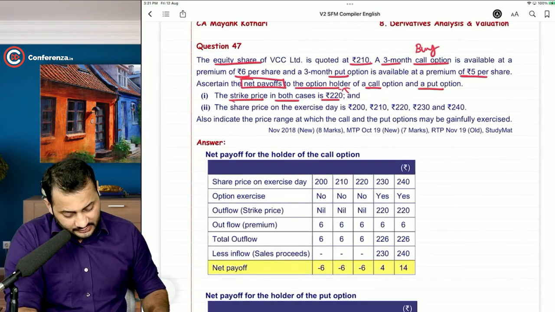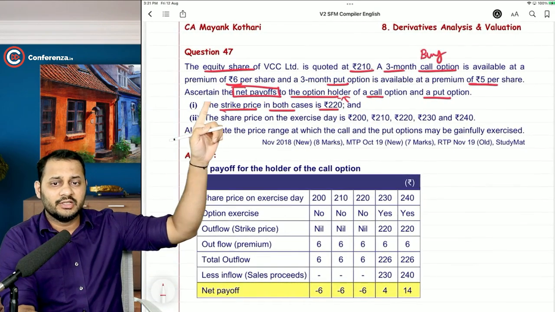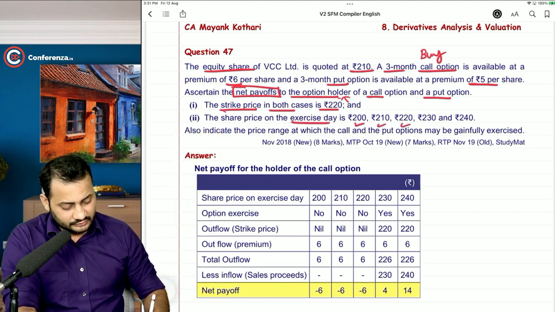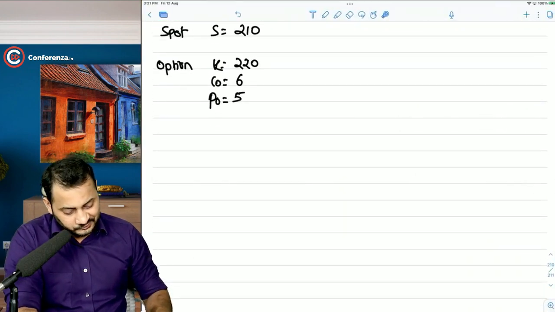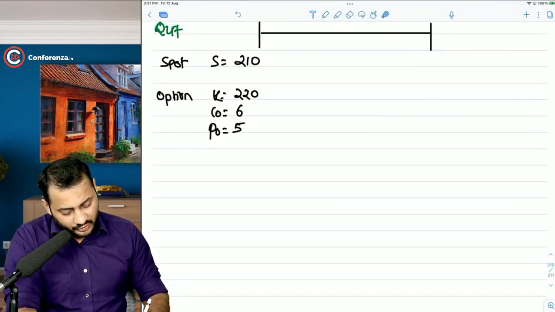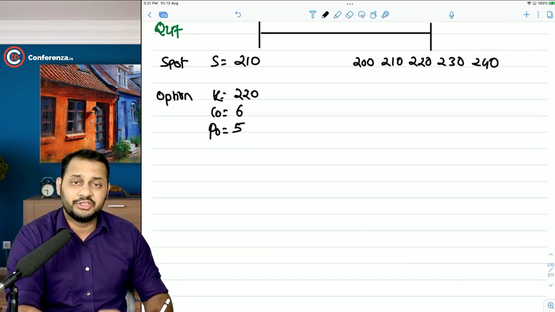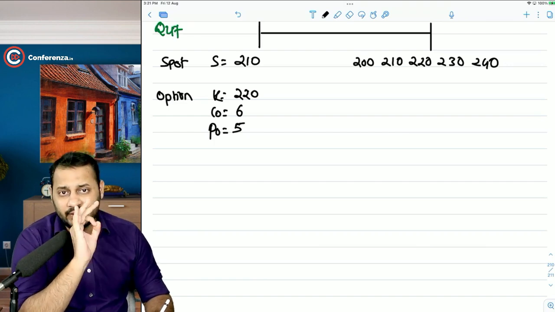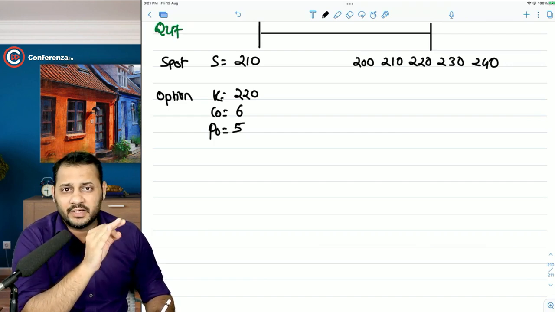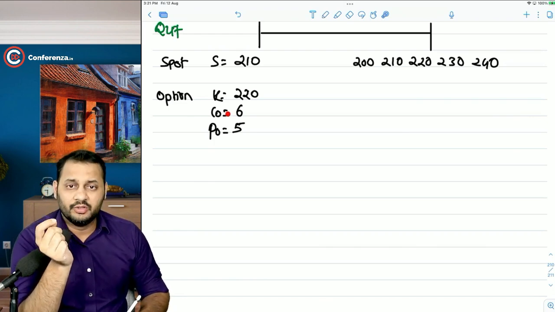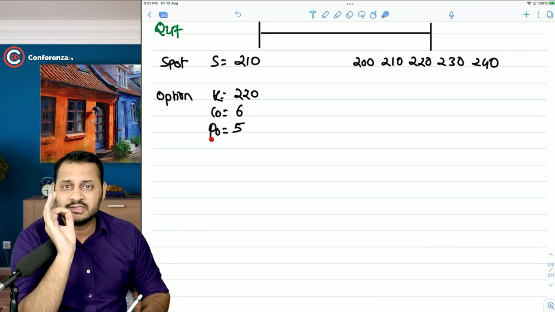Now understand that you have to calculate the net payoffs. The share price on the exercise day has 5 different possible prices. In the spot market, the share prices are 210, 220, 230 and 240. So there are 5 different prices which may be possible at the expiry. Now at every possible price, you need to show the net payoff of the option holder. This option holder has one call and one put in his portfolio.